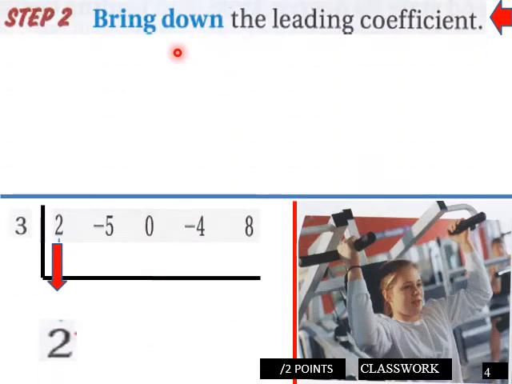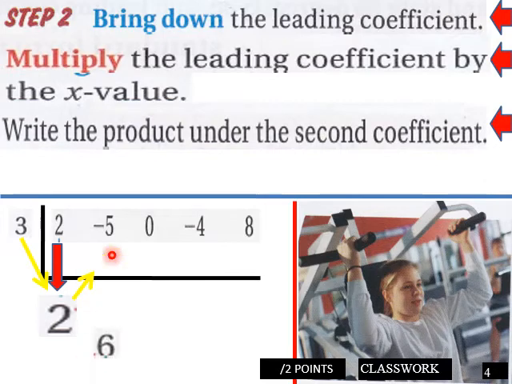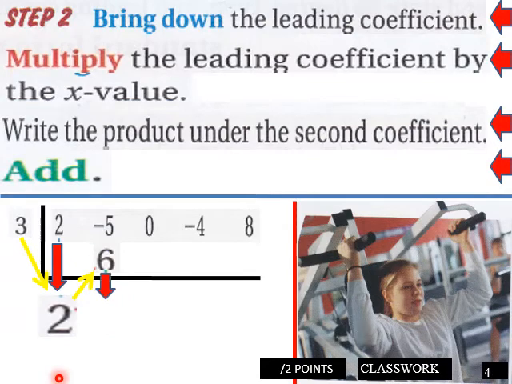Bring down the leading coefficient, that's our first step here. So we just drop that down. And then multiply the leading coefficient by the x value. So we're going to multiply 3 times 2 here, which is what, class? It would be 6. So 3 times 2 is 6. We put that beneath the second coefficient here. And then we add. So 6 and negative 5 would be 1.